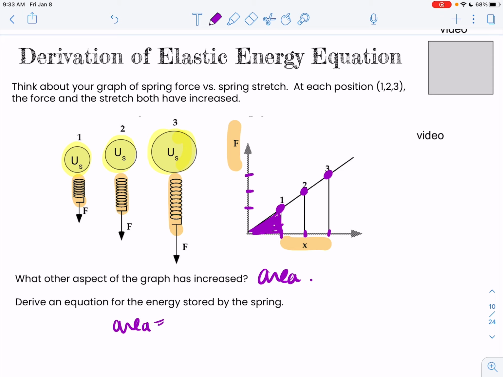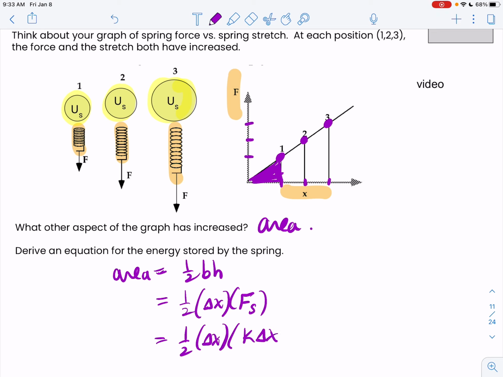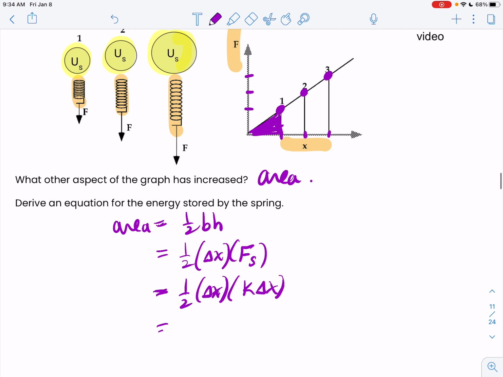All right, so if I look at this area here, it's a triangle. So this area is going to be basically a triangle, so 1/2 base times height, okay? And so that's 1/2, the base is the spring stretch, and the height is the spring force, all right? And most commonly, then we would replace this with Hooke's Law, okay? We wouldn't worry about the negative, because it's just energy. All right, and so then what I end up with is 1/2 k delta x squared, okay?